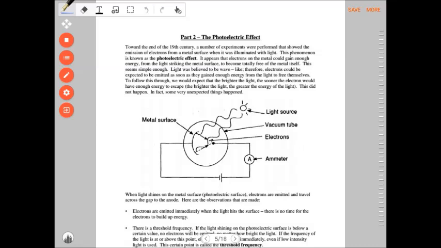This seems simple enough. Light was believed to be a wave, or believed to be wave-like. Therefore, electrons could be expected to be emitted as soon as they gained enough energy from the light to free themselves. To follow this through, we would expect that the brighter the light, the sooner the electrons would have enough energy to escape. The brighter the light, the greater the energy of the light. This didn't happen. In fact, some very unexpected things happened.